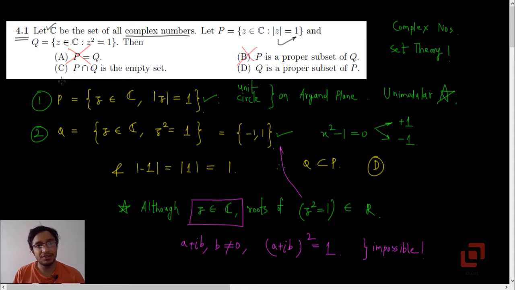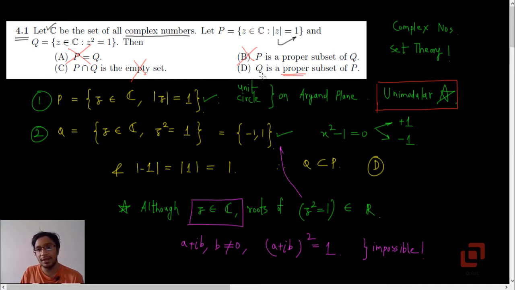Now let's talk about option C. P intersection Q is the empty set. Now clearly all elements in Q, that is minus 1 and 1, have modulus 1, or they are unimodular. So we can now say that P intersection Q is not the empty set because Q is a subset of P. But because Q is not equal to P, or P is not equal to Q, we must say that Q is a proper subset of P.